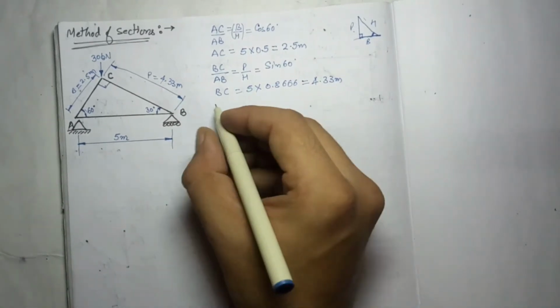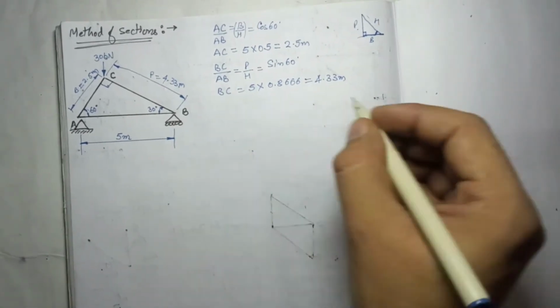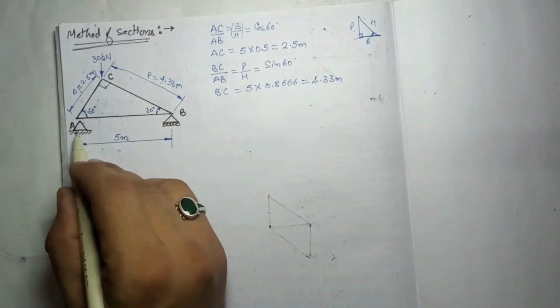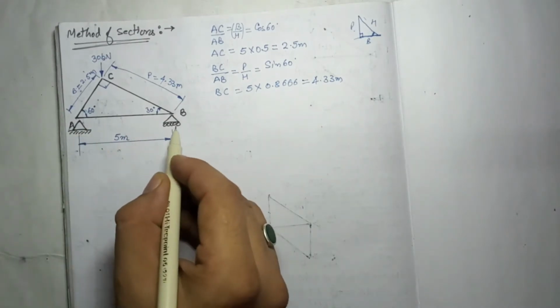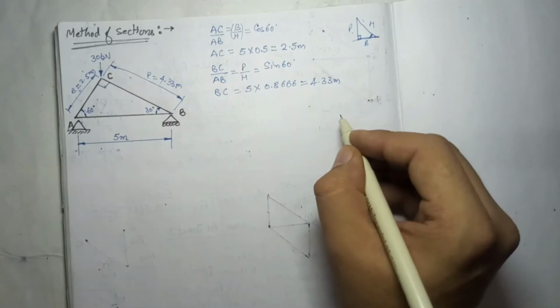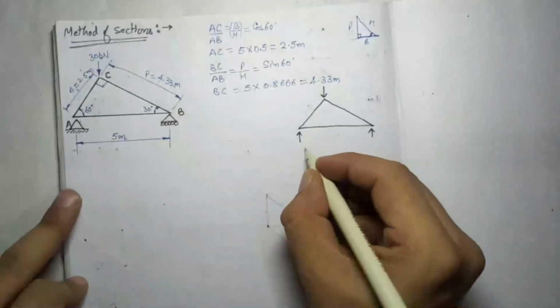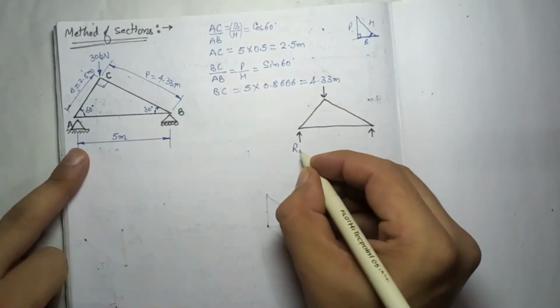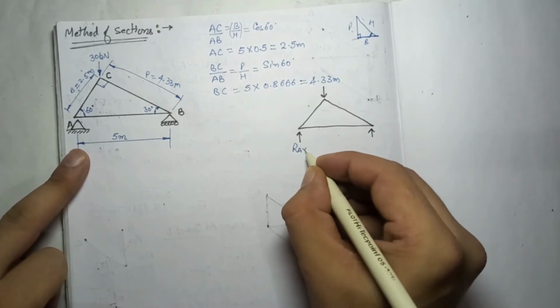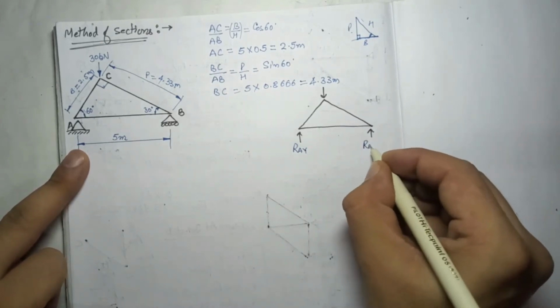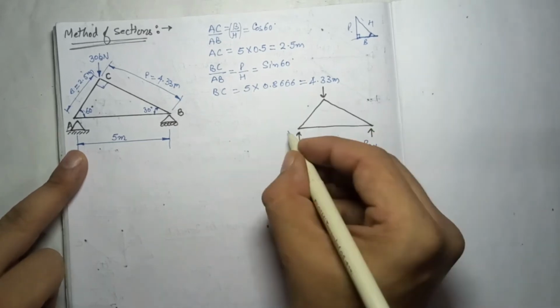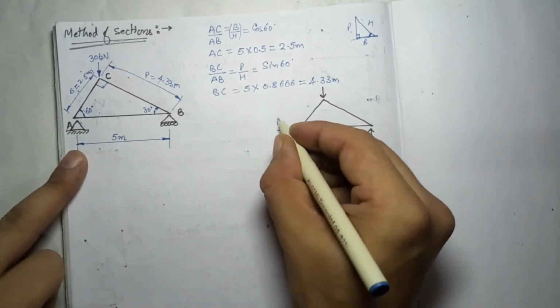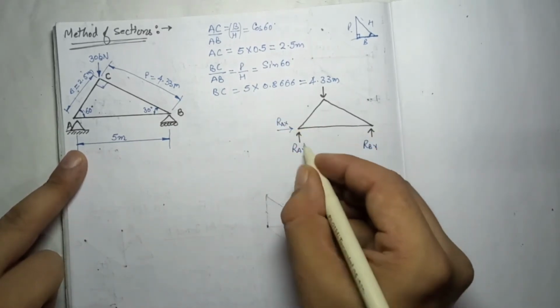So to find out the reactions, I have told you what we do. In this diagram, if you see, this is a hinge support and this is the rolling support. From the diagram it is very clear, so I will make the diagram. So this is the hinge support, so it will have, let's say, RA, reaction at A point in Y direction, this is RB, reaction at B point in Y direction, and this is the hinge support, so it will have two reactions, RAX and RAY.